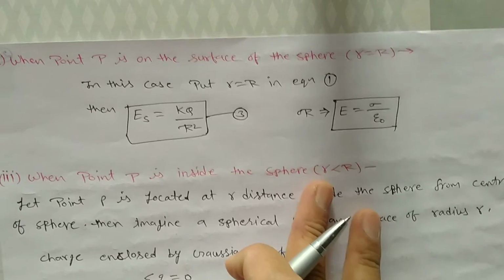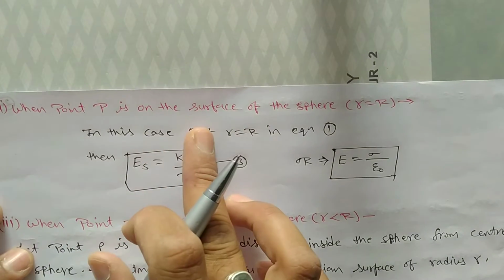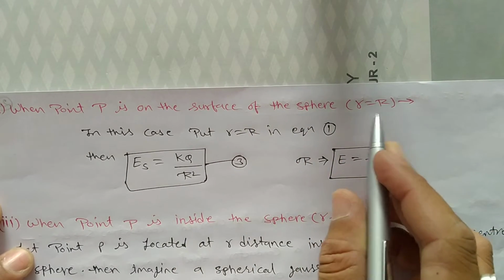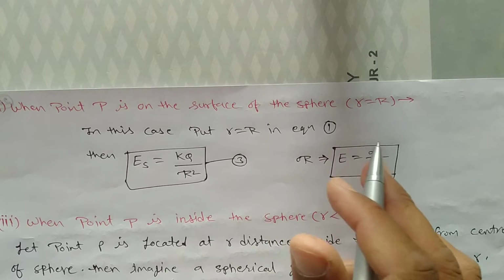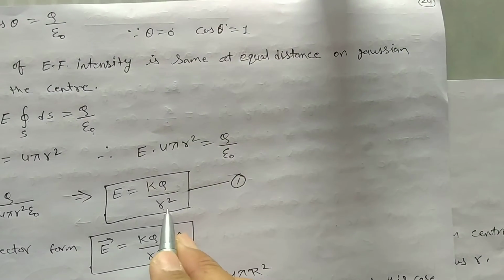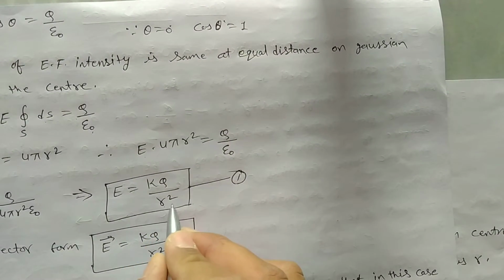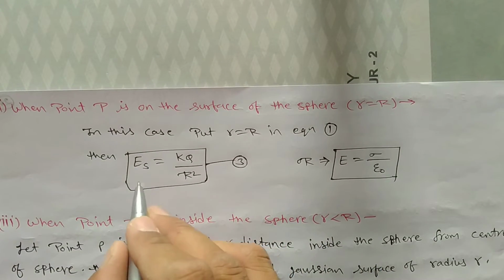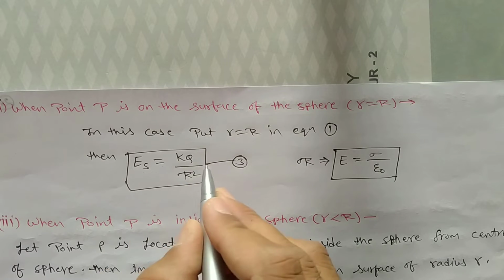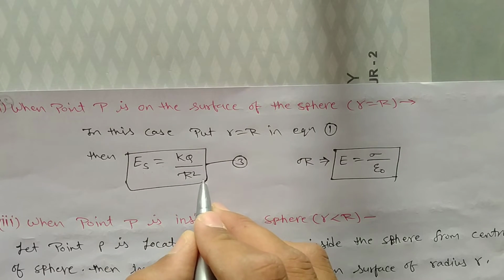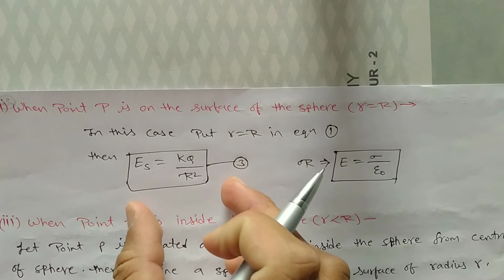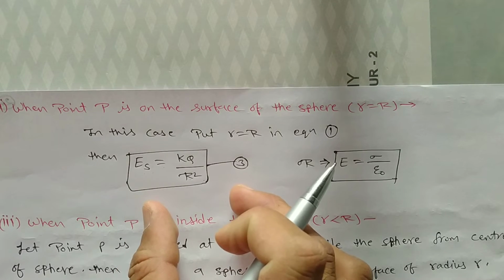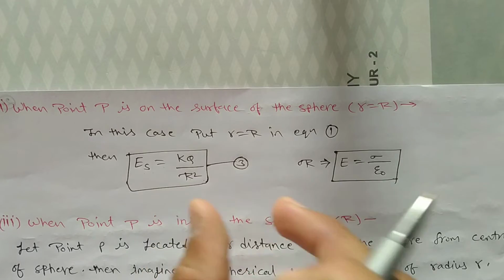Next condition is when point P is on the surface of the sphere, it means small r is equal to capital R. From equation number 1, we put small r equal to capital R, then we get at surface point ES is equal to kq upon capital R square. This is the expression for electric field intensity at the surface point of the spherical cell.